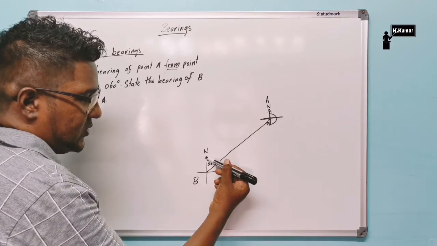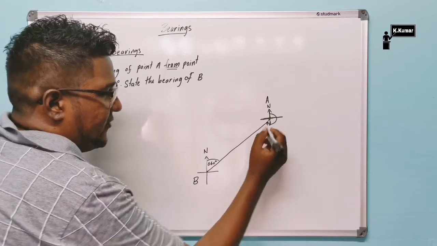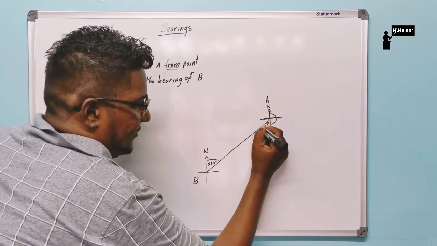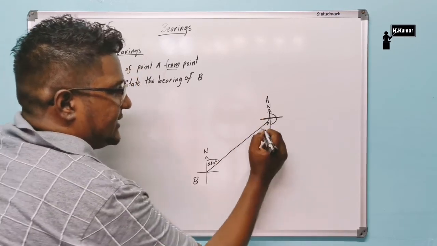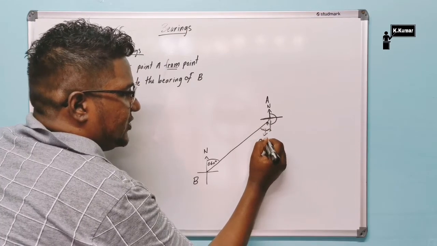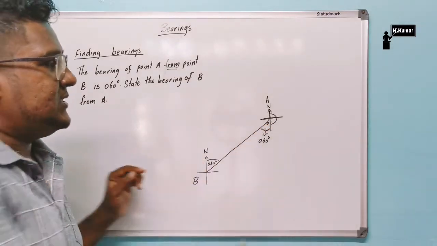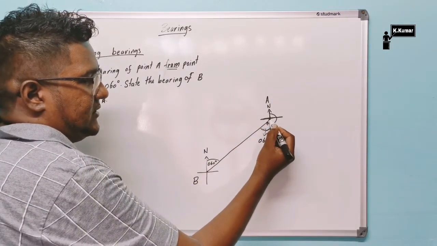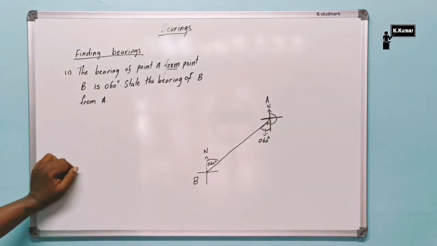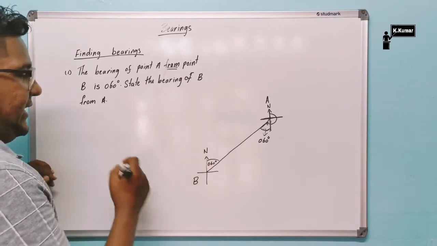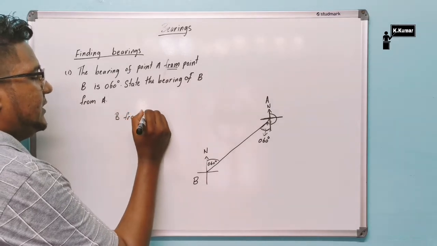So if you go from north going down, up, and then you come down, then the angle formed here and the angle formed here is the same thing. So if this is 060, then this is also 060 degrees. Knowing that this little piece here that's from the south line to the bearing line is 060, we can now find what is the entire bearing of B from A. So we say B from A.